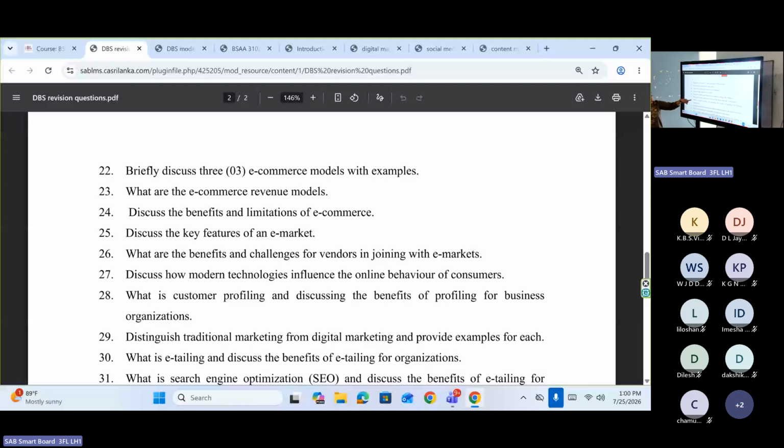And also the second part is about consumer behavior. We discussed separately, discuss how modern technologies influence online behavior of consumers. So it's about ourselves, being consumers, how the markets influence us, and also what is customer profiling, and discuss the benefits of profiling for business organizations. And we discussed customer profiling.